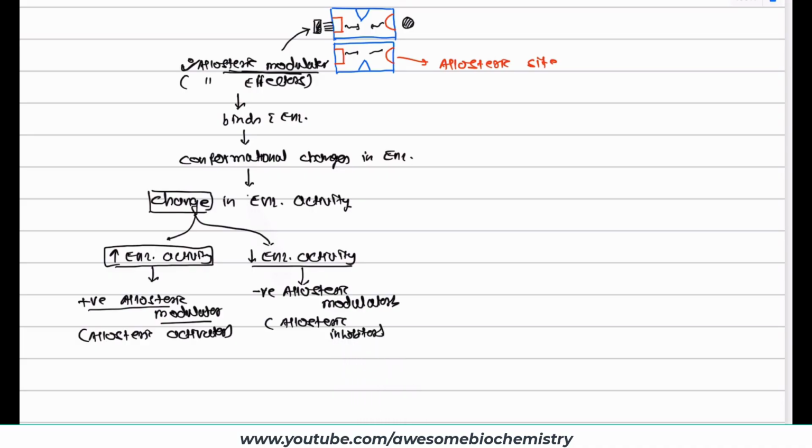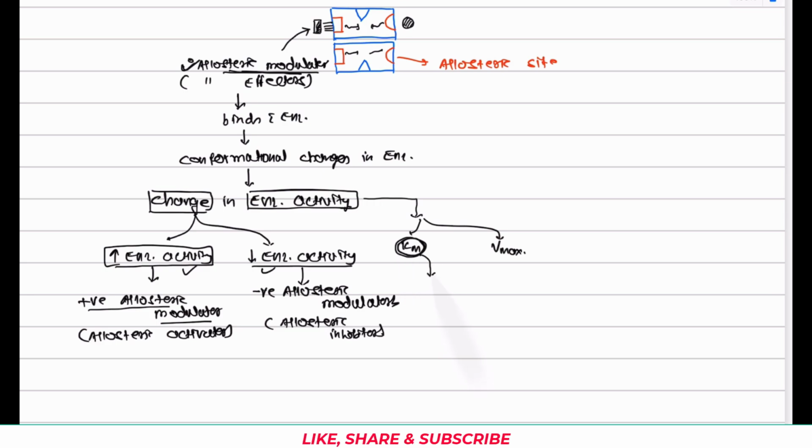Now, this change in the enzyme activity, whether increase or decrease, can happen in one of two different ways. The enzyme activity can be changed by either changing the Km value or by changing the Vmax value of the enzyme. So if a particular enzyme's activity is changed by a change in the Km value, then that allosteric enzyme is called a K class of allosteric enzyme. And if a particular enzyme's activity is changed by a change in the Vmax value, then that enzyme is called a V class of allosteric enzyme.